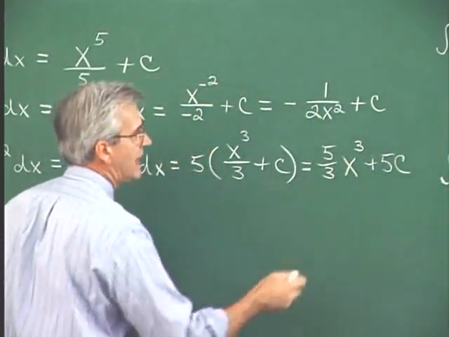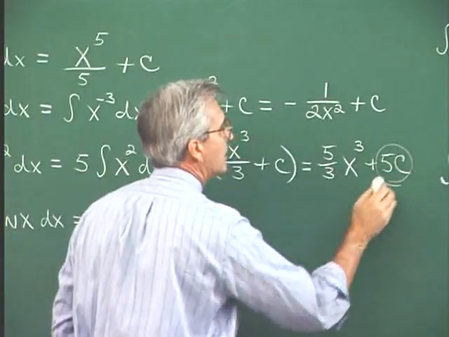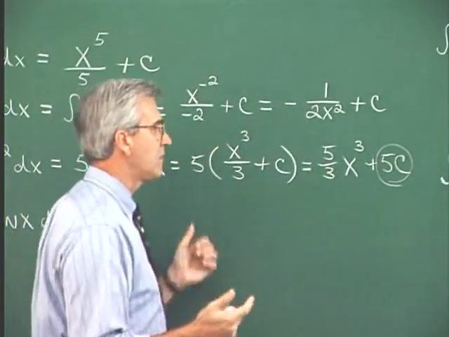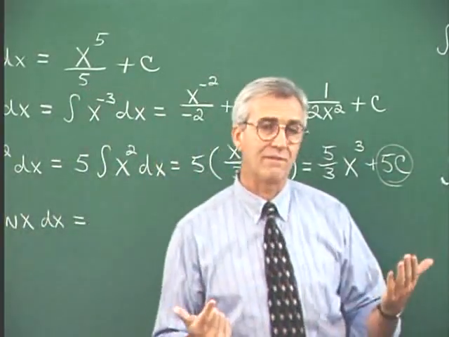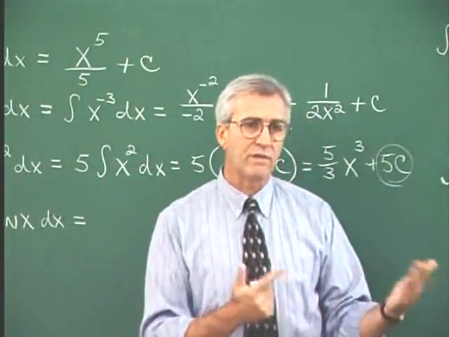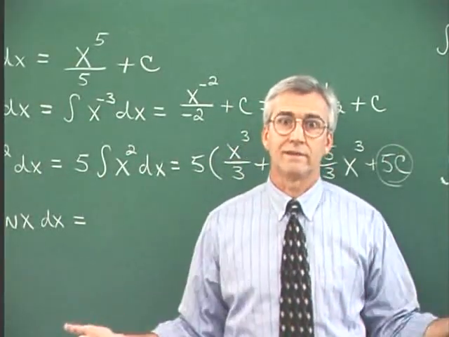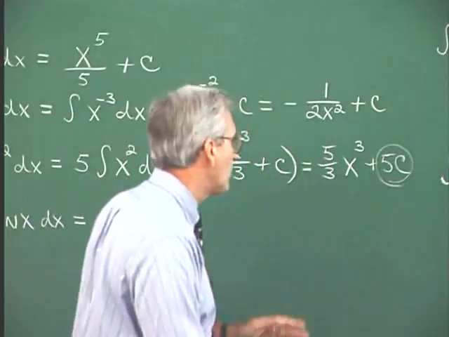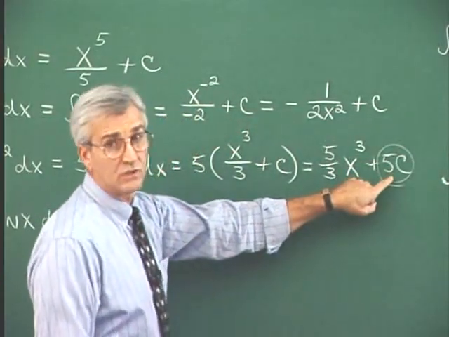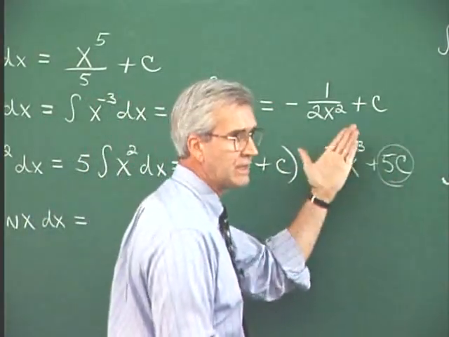And then, multiplying through by 5, we would get, let's see, 5/3 x cubed plus 5c. Now, this 5c, though, the constant here can always be referred to as simply c. We don't have to put a coefficient onto a constant. It's still a constant, you see. So we really would just write this as a c. We wouldn't put the 5c on there.